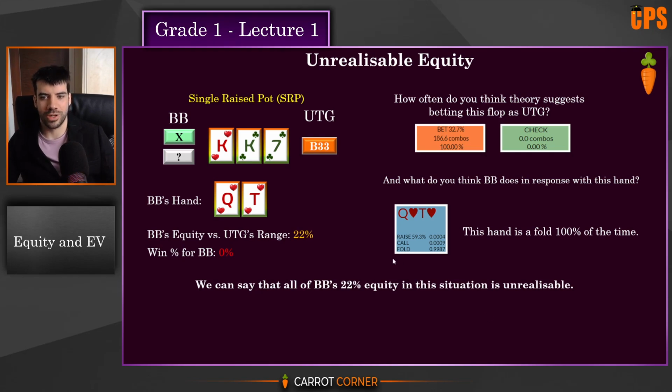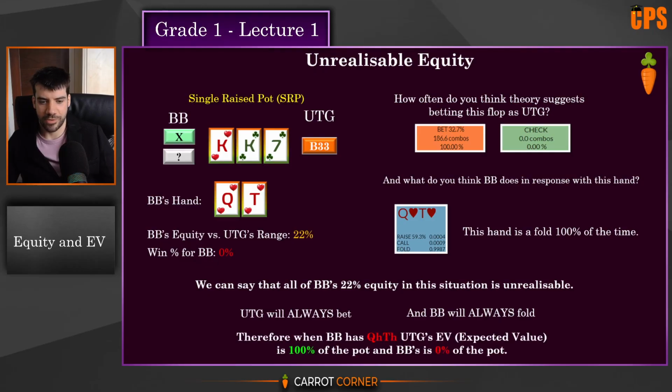Unless, of course, our opponent makes a mistake and checks this flop, illustrating the importance to actually range bet this situation when the Big Blind has so many weak hands that just have to fold. Denying equity is a big reason for this bet. It's not the only one, of course, and it's not the primary one. But under the gun will be incentivized to bet with all of his hands. He'll always be betting here, and Big Blind will always fold when he has queen 10 of hearts. That's just the way it goes when Big Blind has this hand. Therefore, when Big Blind has queen 10 of hearts, under the gun's EV is 100% of the pot, and Big Blind's EV is 0.